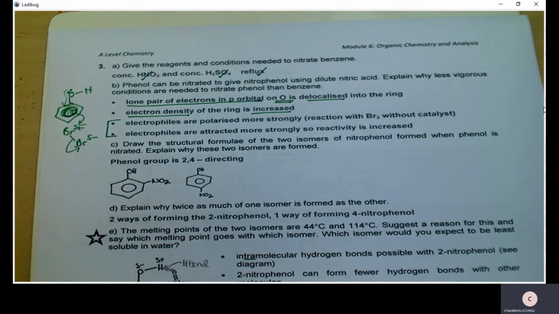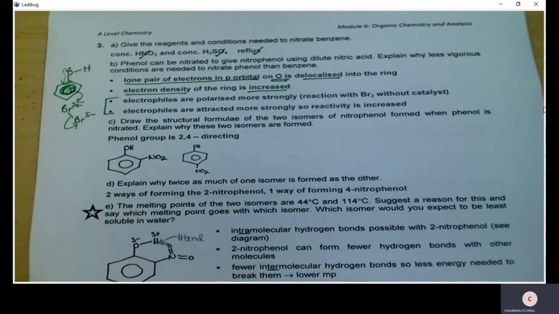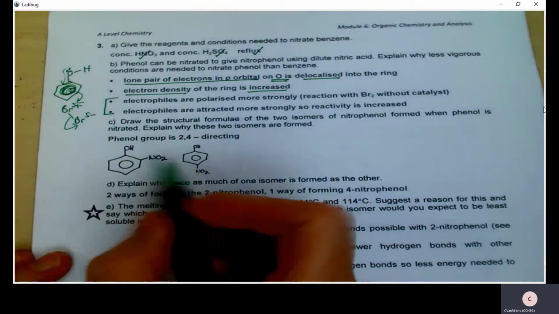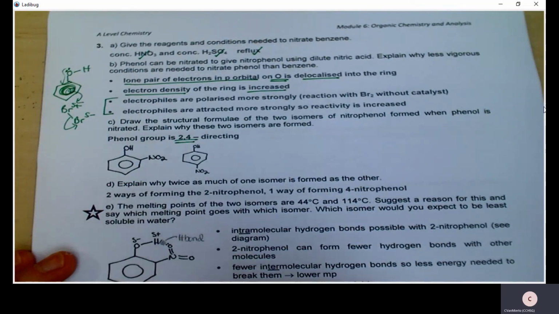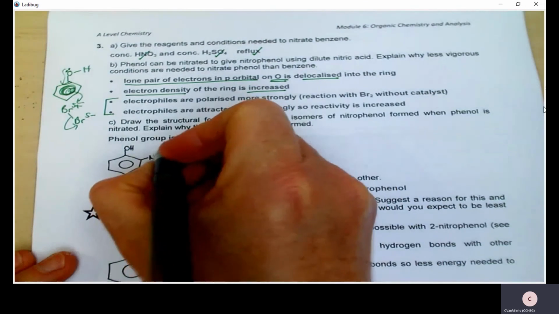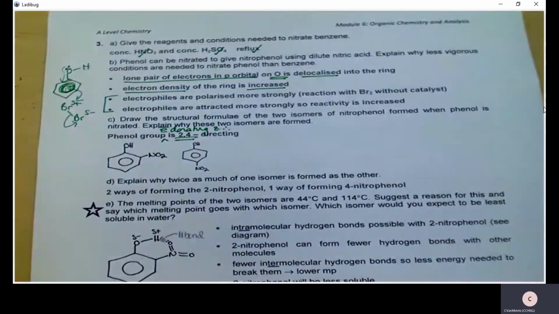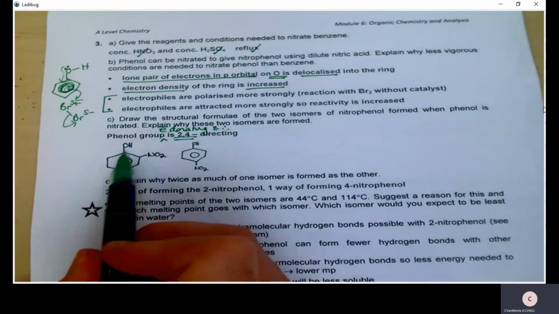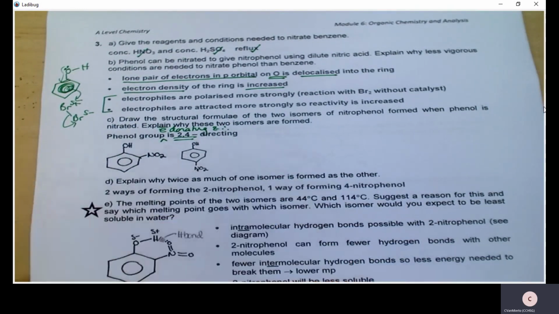Then we're going to draw the structural formula of the two isomers of nitrophenol formed when phenol is nitrated and explain why these two isomers are formed. So key thing is that the phenol group is 2,4 directing. And our phrase we were using before was phenol group is electron donating and therefore 2,4 directing. So that's a good phrase. And so the OH group is on carbon number 1. So we could have the nitro group on carbon number 2 and then on carbon number 4.